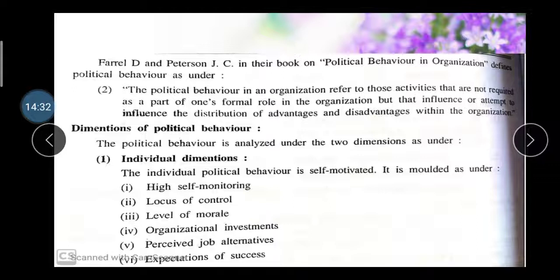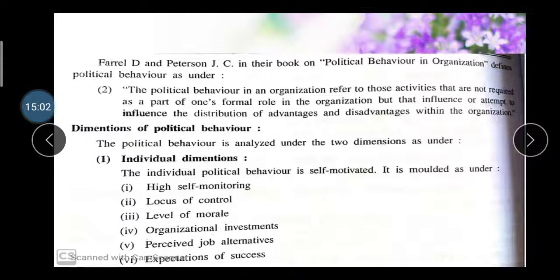So they refer to activities done for achieving a particular goal, and sometimes it is to create advantage and disadvantage for the organization. If it is considered in a good manner, it creates advantage for the organization. If it cannot be considered in a good manner, then it is considered a disadvantage for the organization. Then what are the dimensions of political behavior?